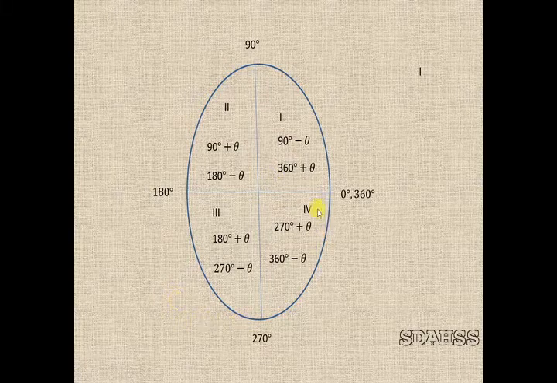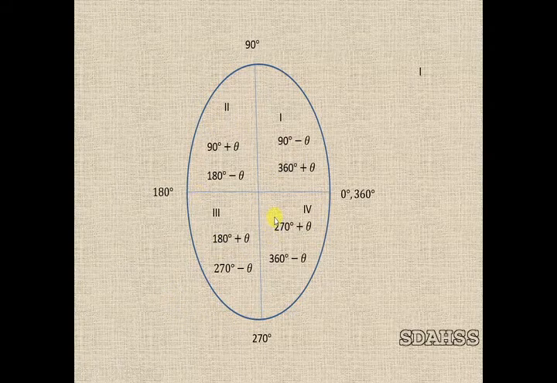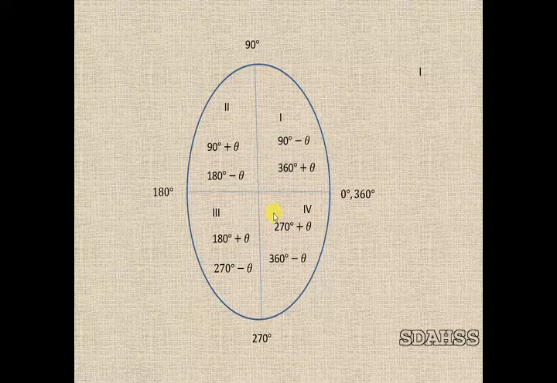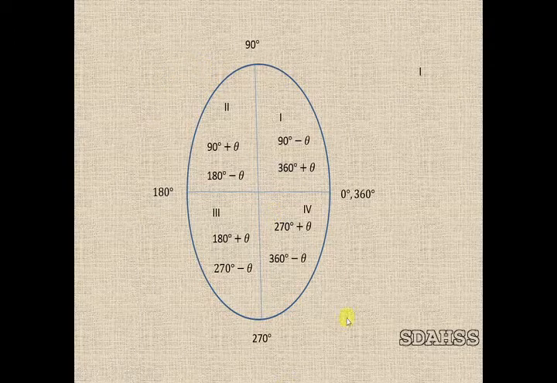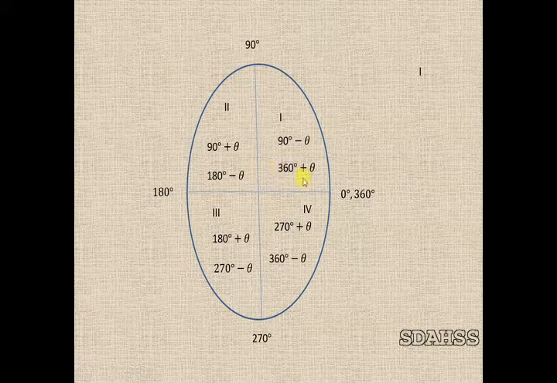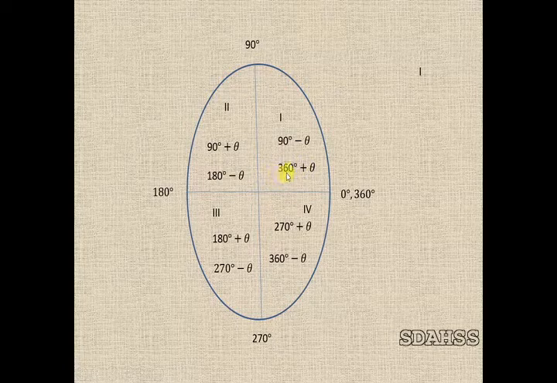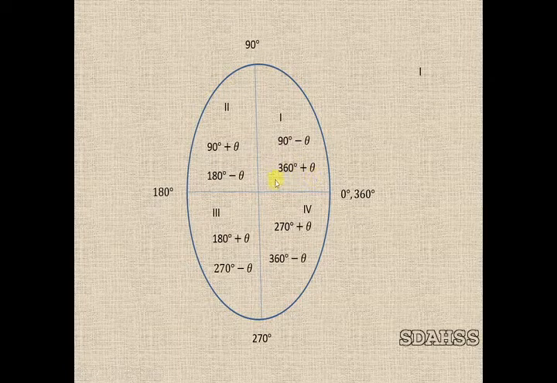This is one full rotation. Full rotation means 360 degree. After completing one rotation, the next one is 360 plus theta.